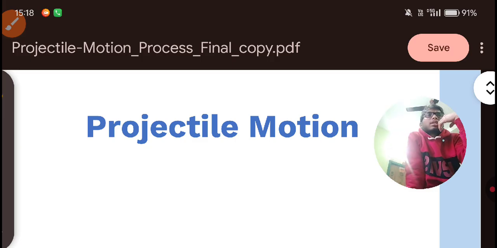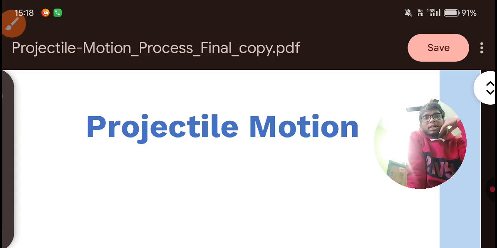If an object is moving, it means that the object will be covering distance with respect to time. Everything will happen in terms of motion, so that happening thing will be covering time. That's why we say that an object is moving with respect to time.